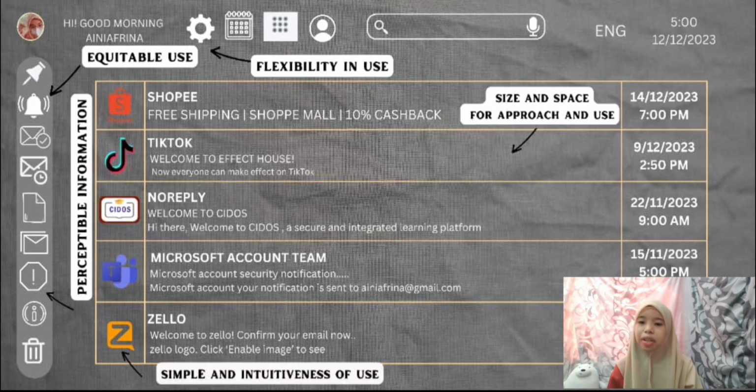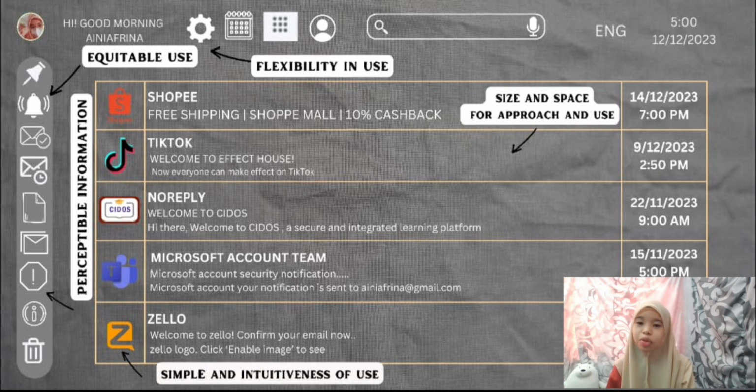Third is flexibility in use. The app should be adaptable to different user needs and preferences. For example, it could allow users to customize the font size, color scheme, and other settings. 4 is simple and intuitive use. The interface should be easy to understand and use, even for people who are not familiar with the content. And lastly, size and space for approach and use.